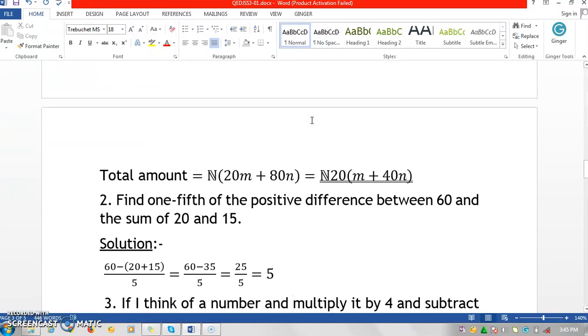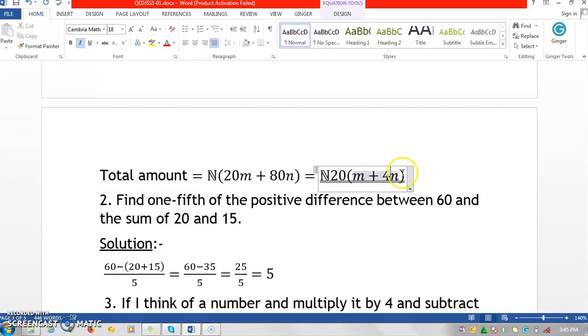So that will simply be 20 naira into bracket n plus 4n. Since 20 is common, we begin with the common term and we have n plus 4n. If we use that to open the bracket, we will come back to have 20n plus 80n. By the time 20 multiplies n, we have 20n, and 20 multiplying... sorry, this should be 4, not 40.